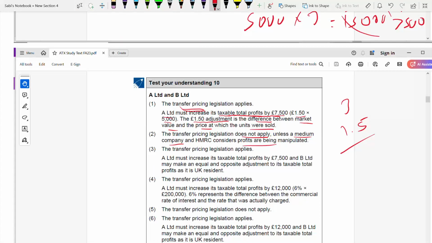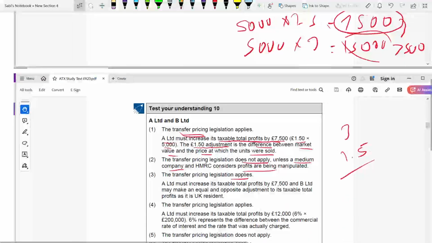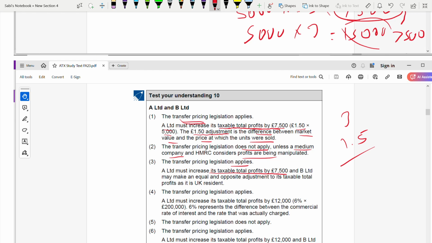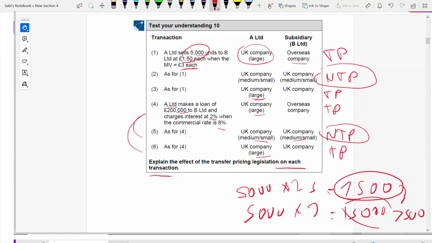Third one, transfer pricing rules will apply. They are a large UK company, selling to a UK company. So A Limited again must increase its TTP by this much. And because B is a UK company, this time B also has to make an adjustment. Earlier it was overseas. So B Limited may make an equal and opposite adjustment, because if it's a profit for A, it's a loss for B. It should be equal, 7,500 only, but in the opposite direction, as it is a UK resident. Both A and B are UK resident, so we are concerned about them. If it was overseas, no one cares what adjustment they do there. But if it's UK, both make adjustments.